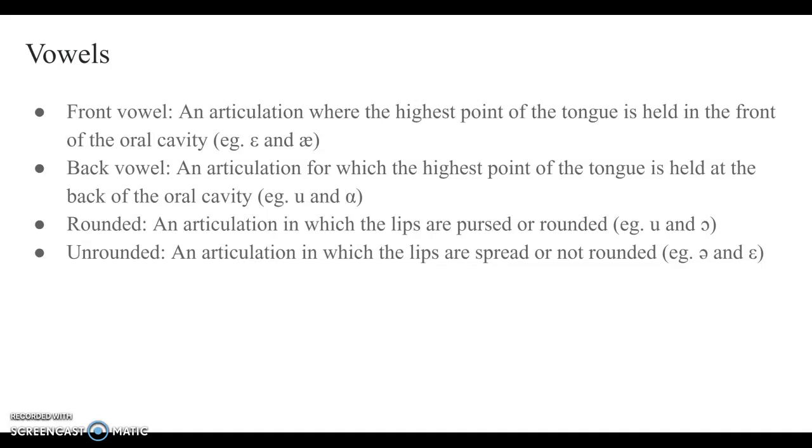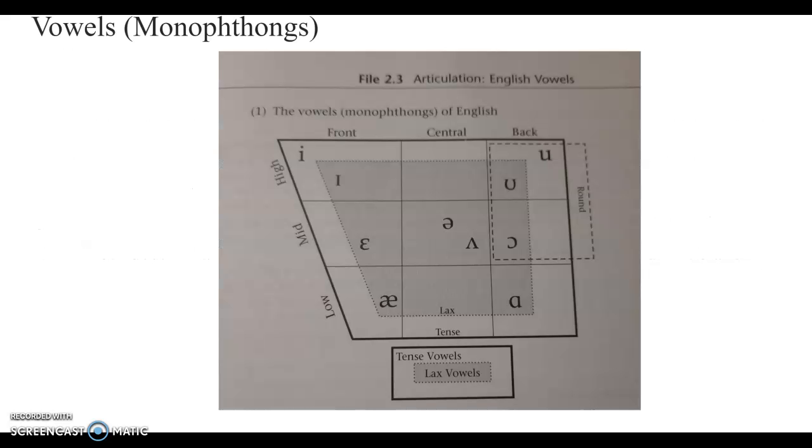Front vowel is an articulation where the highest point of the tongue is held in the front of the oral cavity, and back vowel is when it's held at the back of the oral cavity. Rounded is an articulation in which the lips are pursed and rounded, and unrounded is when the lips are spread and not rounded. And in this chart you can see the box for the rounded vowels.